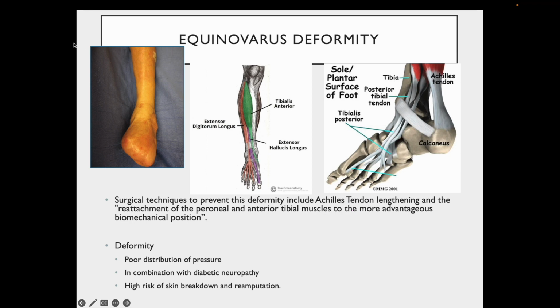Now, I understand that there are surgical techniques to prevent this deformity, and you'll have to ask the surgeon more about those techniques. But if this deformity forms, as you can see, the pressure distribution will be suboptimal, and you're going to get more pressure in the most distal aspect of the foot. In combination with diabetic neuropathy, the patient is then prone to getting an ulcer here, and there's a high risk of skin breakdown and re-amputation.